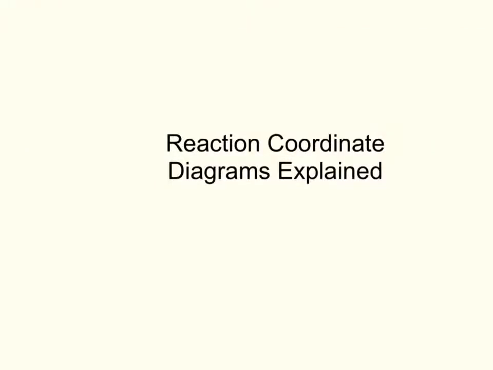A reaction coordinate diagram is a very useful tool to help us understand the nature of a chemical reaction. We can understand from the reaction coordinate diagram whether or not a reaction is exothermic or endothermic, what the activation energy of the system is, what the energy of reaction of the system is, and also how much energy is in the activated complex relative to the starting and ending products. So it gives us a basic understanding of the energy profile of a chemical reaction.